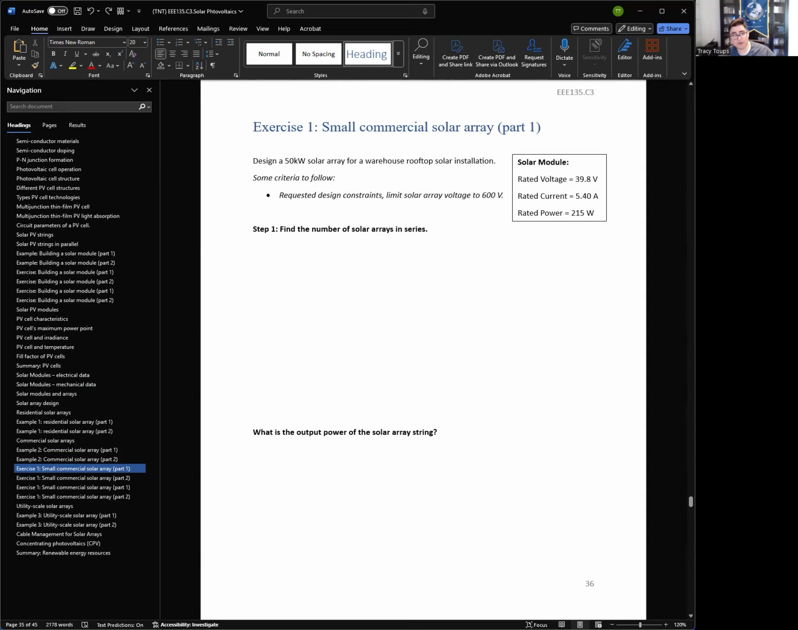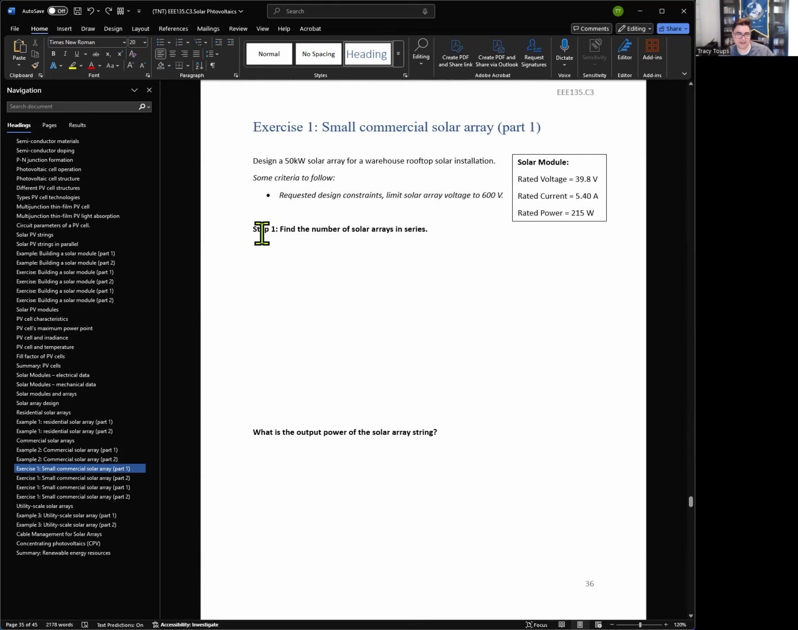Now, as an owner, I say I want you to limit it to 600 volts. I think 1,000 volts is a little too high for my safety standards. Let's limit it to 600. Give me a 50 kW system and just tell me what it looks like. Design it for me. Your supplier has the same PV solar module with 39.8 volts, 5.4 amps, and 215 watts.